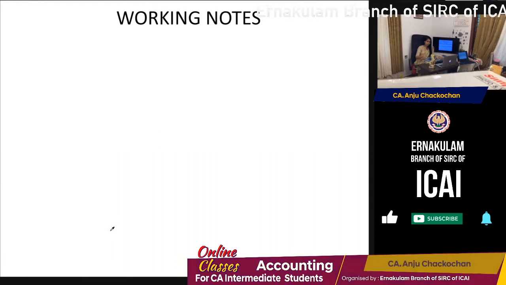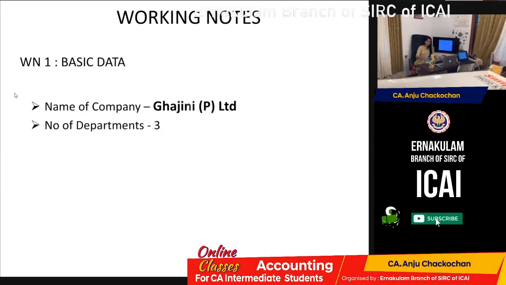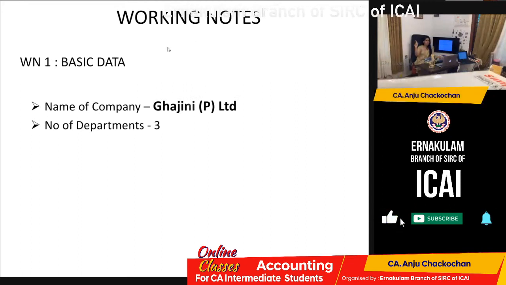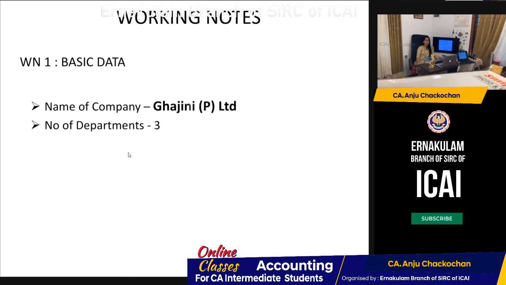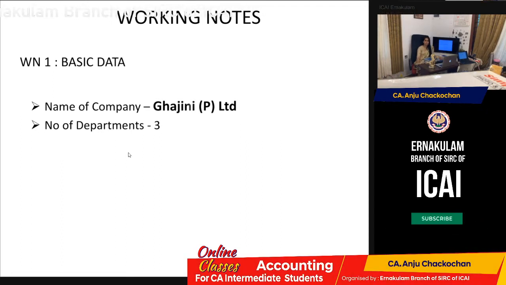Okay, so working note number 1, we have the basic data. Name of the company is Gachini Private Limited. So remember the question with the name Gachini Private Limited. And the number of departments is 3. So complete this, everyone, because all other figures are given in your table, so you don't actually have to repeat that in the answer. Just these two wordings will be fair enough. And once you're done with this, keep messaging.